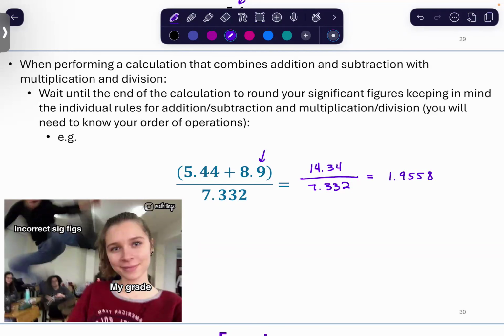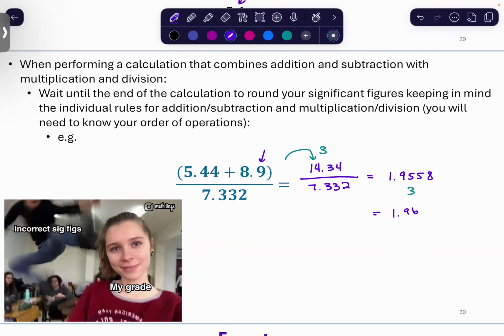Okay, so what I do is I say, if I was to round that 5.44 plus 8.9, that would have rounded this number to 3 significant figures. So technically that means I have 3 significant figures divided by 4 significant figures, which means that I'm going to have to round this final answer to 3 significant figures, or 1.96.